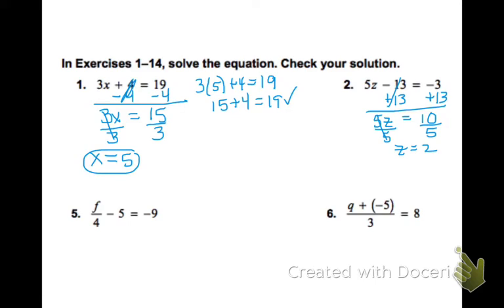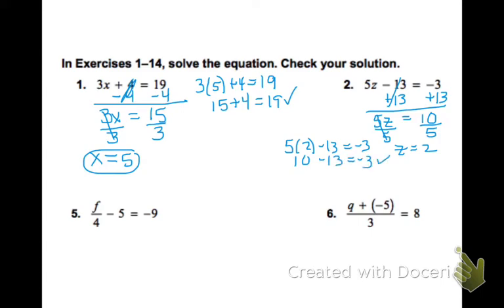So again, let's do some quick checking here. Is 5 times 2 minus 13 equal to negative 3? Since 5 times 2 is 10, 10 minus 13 is negative 3, and it does check out.